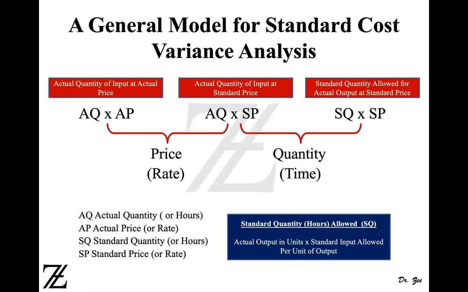It means what you budgeted, how much material you're going to use to produce one unit, right? What you budgeted, how much material you're going to use to produce one unit, times how many units you actually have produced. So two things, the actual and the standard, and you're multiplying to get this SQ. So basically this part is actually three things, right? Because it's the standard quantity. Okay, so this will give you the quantity variance.